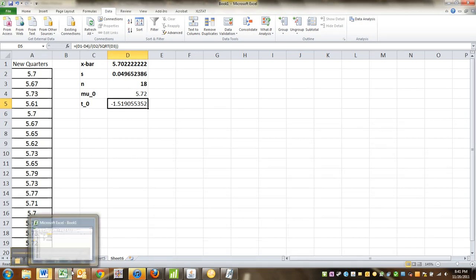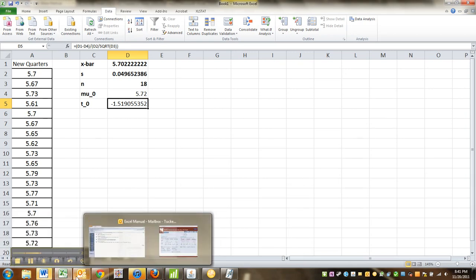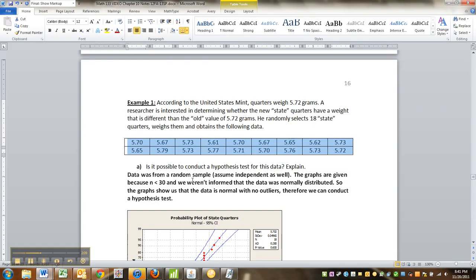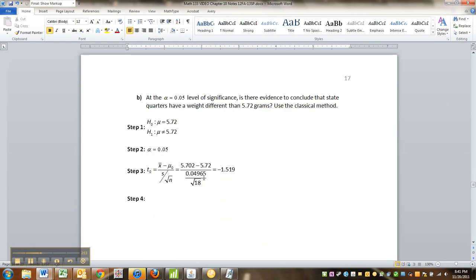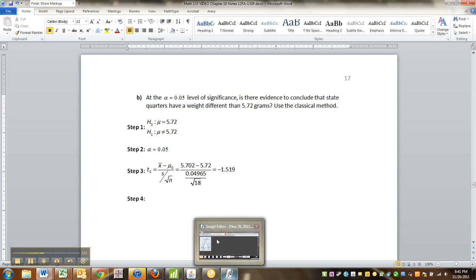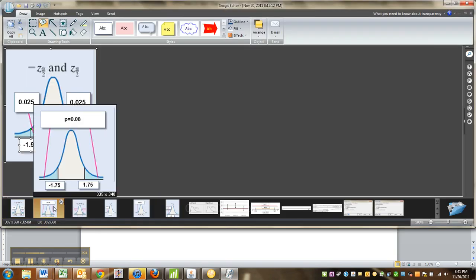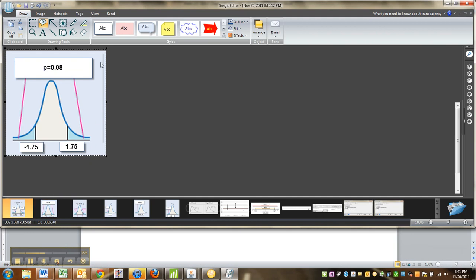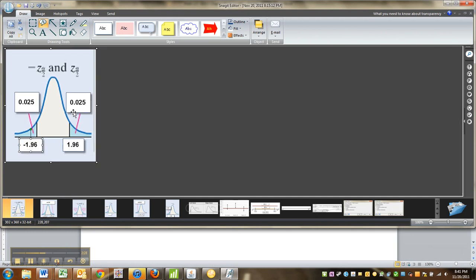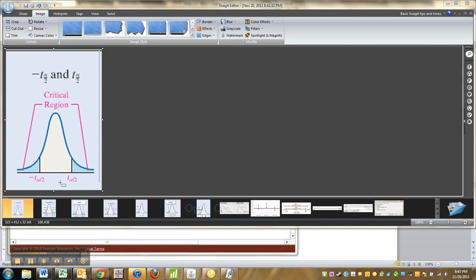Cool. I think we're all set with that. Let's go back to the Word document and double check. Okay, so we found our test statistic right here, negative 1.519. Now we're using the classical method. So we're going to need a picture that looks a lot like this. But it's going to be T's instead of Z's. So let me go get that. All right, there it is.